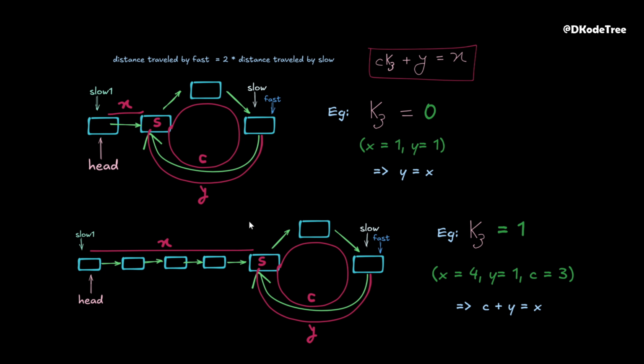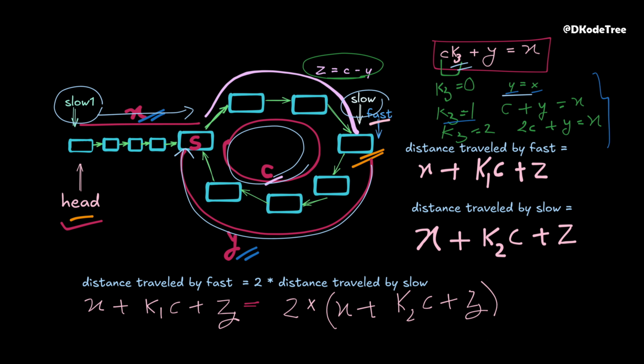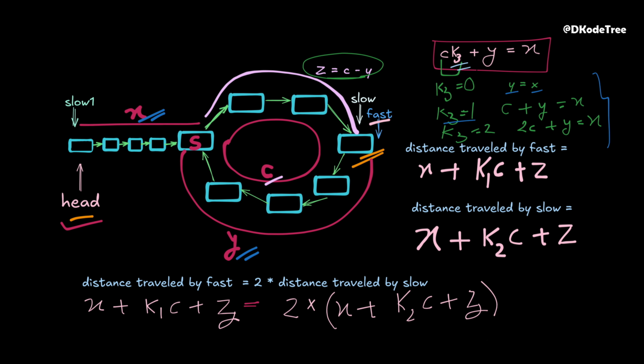You can try simulating this with different examples, but this final relation between x and y will hold true each time as we derived it from this base equation. So depending on the value of k3, x and y can be equal or x can be equal to y along with some rounds around the cycle. So whatever the value of k3 is, one pointer will definitely travel this y distance and the other pointer will definitely travel this x distance. By the time the one pointer reaches the start node, the other pointer may or may not take some rounds around the cycle, but it will definitely cover this y distance and reach the node S.